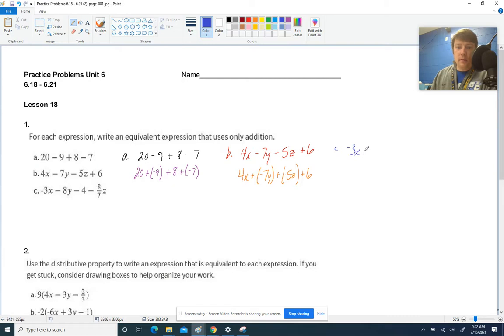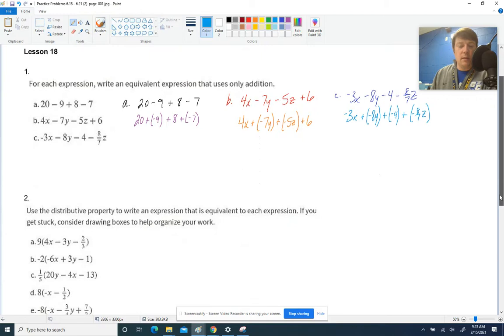All right, and lastly, let's do the C part. Negative 3x minus 8y minus 4 minus 8/7 z. Don't let the freaky fractions get you intimidated there. We're just doing the same thing that we've been doing, which is adding the opposite. That's all we're practicing here. Taking away expressions is the same as adding their opposite versions. Minusing 4 is the same as adding a negative 4. And minusing this 8/7 z is the same as adding a negative 8/7 z. And there you go. All of these expressions on the bottom are equivalent, and they have only addition in them, no subtraction. Just a bunch of negatives now instead of having subtraction.